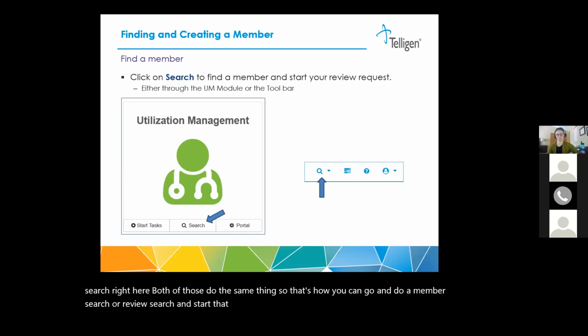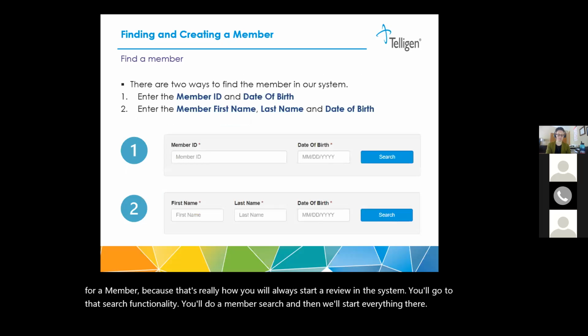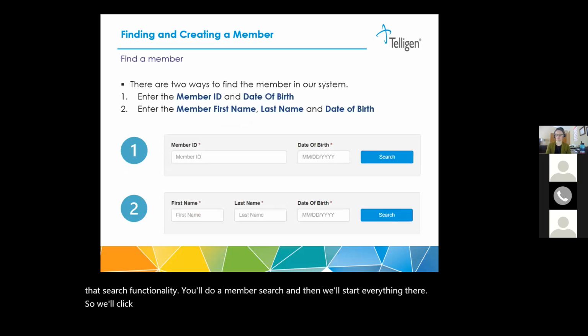We're going to walk you through how to search for a member, because that's really how you'll always start a review in the system. You'll go to that search functionality, you'll do a member search, and then we'll start everything there. So we'll click search. It'll take us to our member search page.